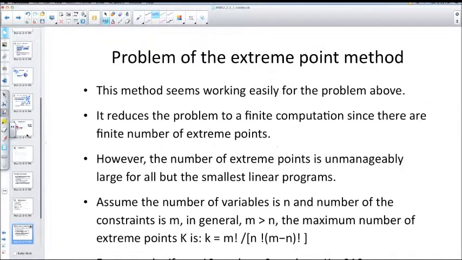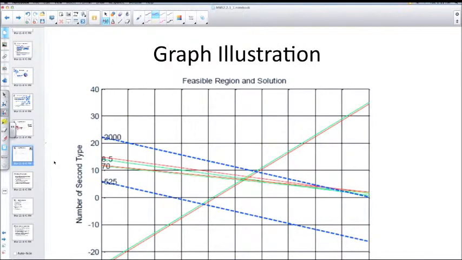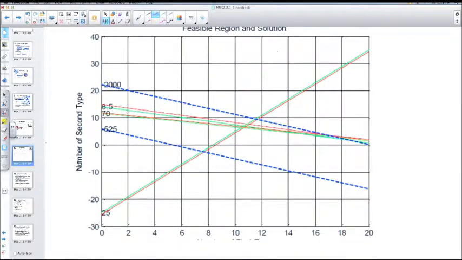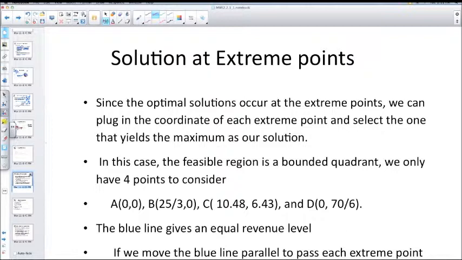I don't know what's going on here. You just keep backing. Okay, here you go.